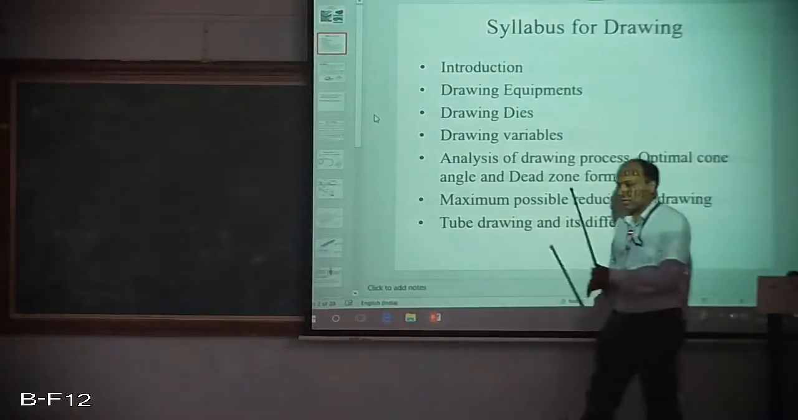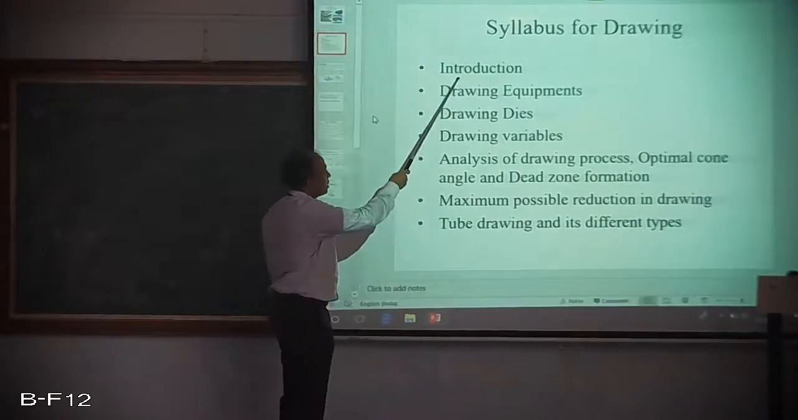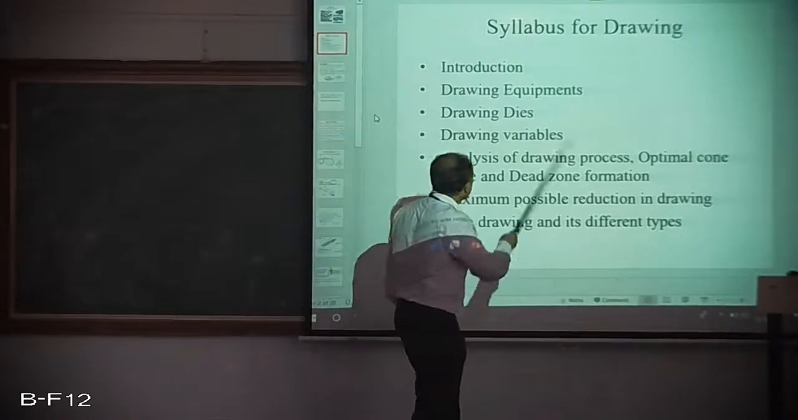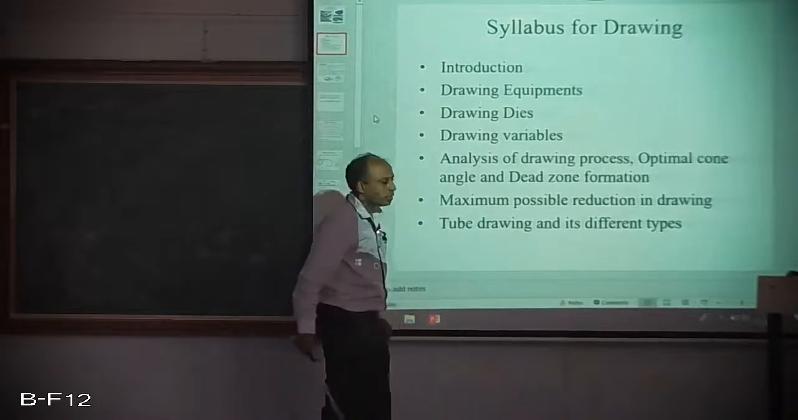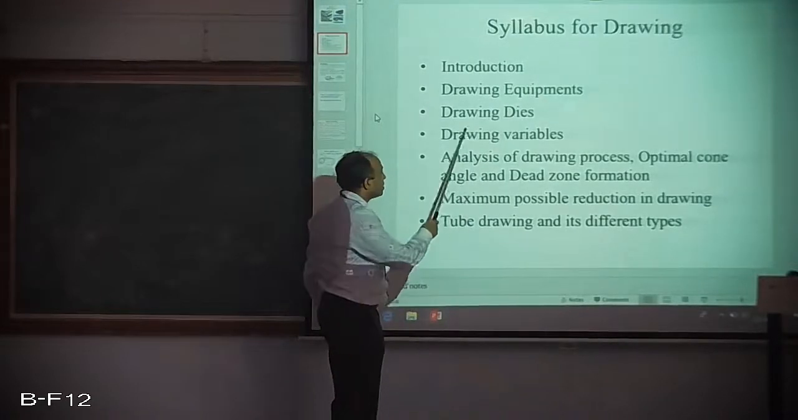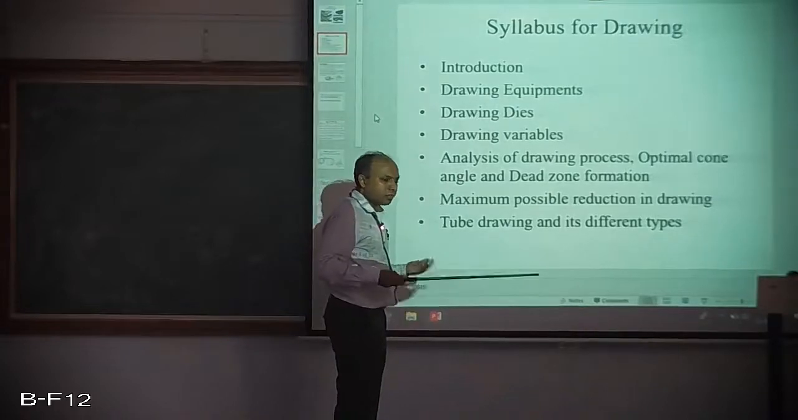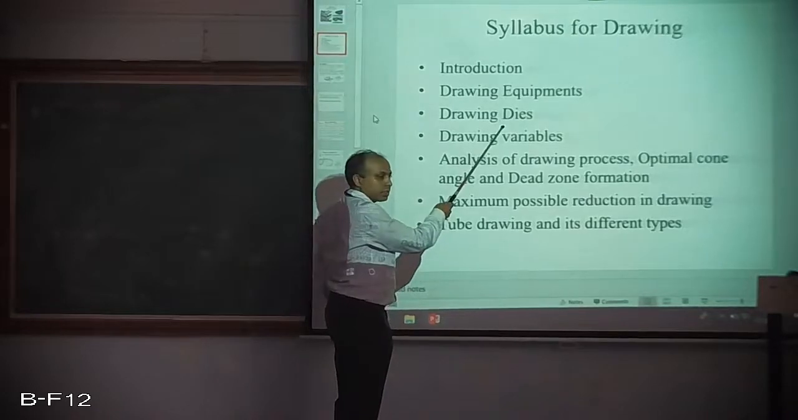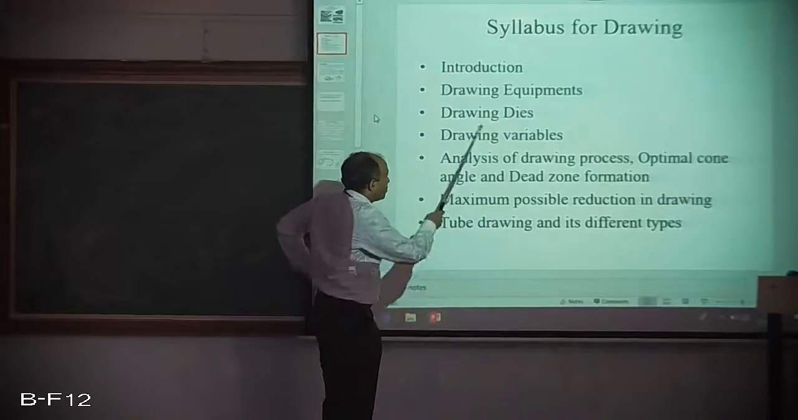Now this is how I will be covering it, as per the syllabus. I will be talking about the process first, the introduction part. Then what equipment I use to carry out this process, which I will cover in drawing equipment, as different types of drawing equipment are there. Then the dies: based on the material being drawn, I will be changing the die material and some design. So what are the drawing dies, and the drawing die parameters, I will cover.